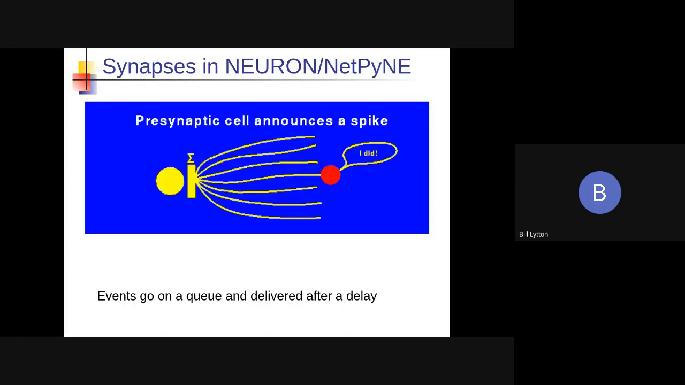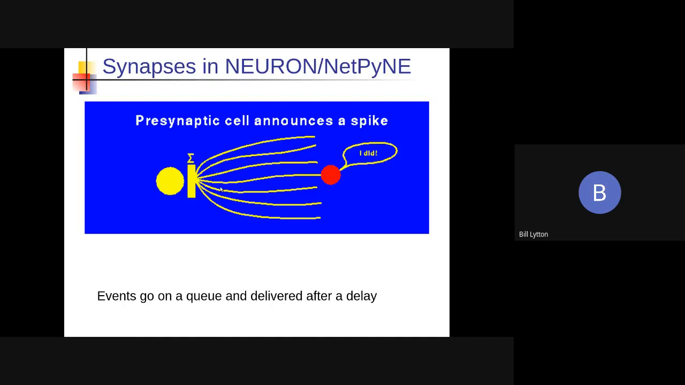Briefly, how are synapses handled in NEURON and in NetPyNE through NEURON? The presynaptic cell simply has to announce a spike. It spikes, and it adds that event, the spiking event, to the queue. And there's a main queue, and that is going to be delivered postsynaptically after a delay.